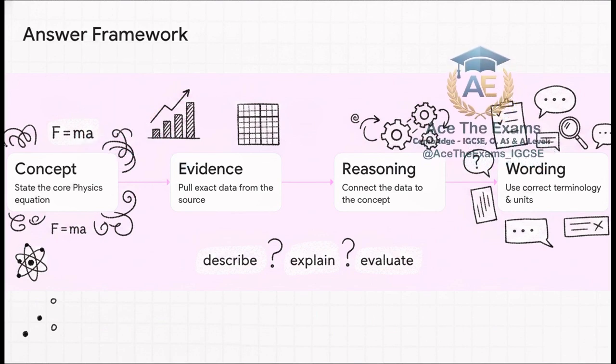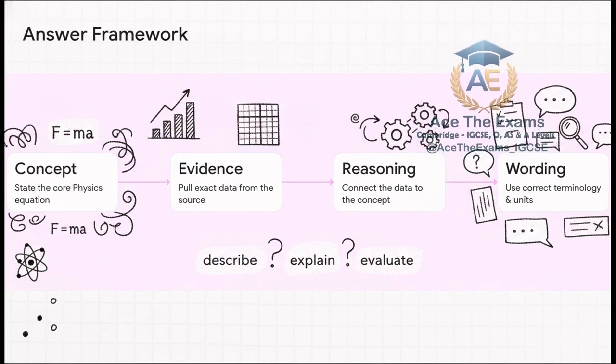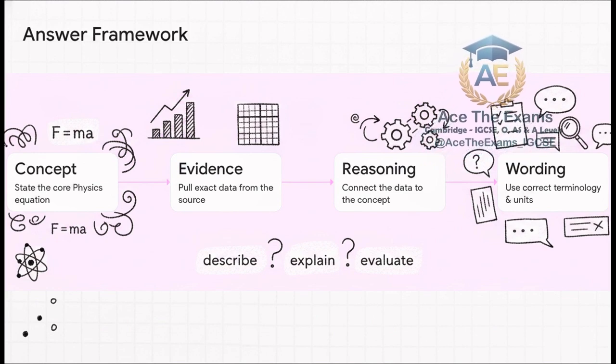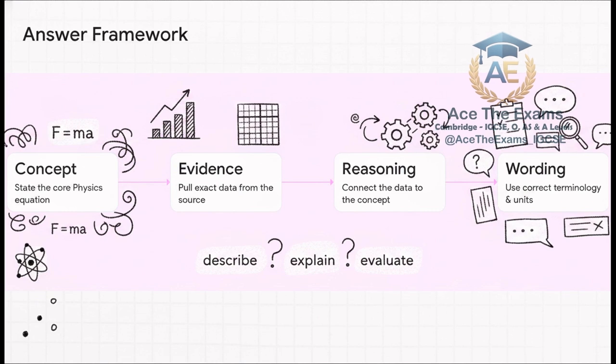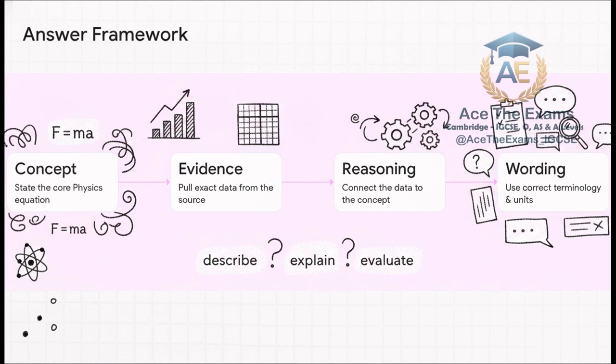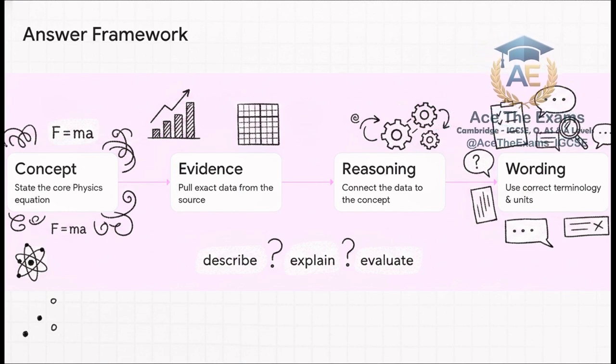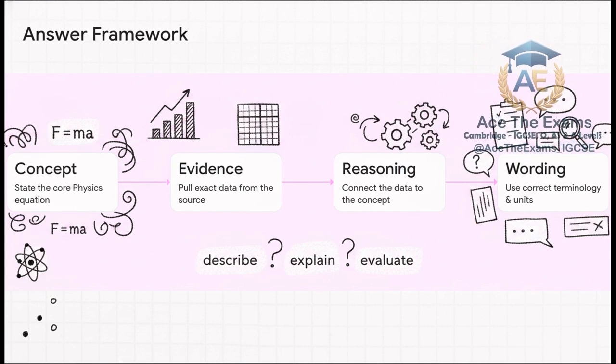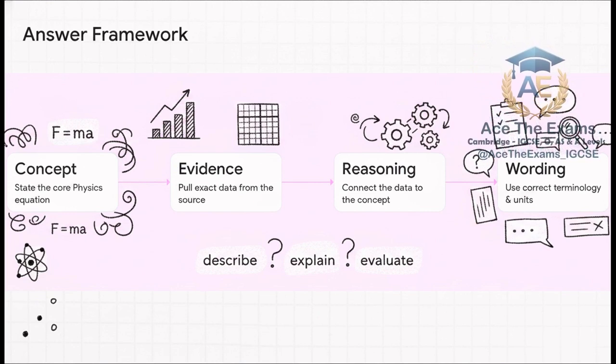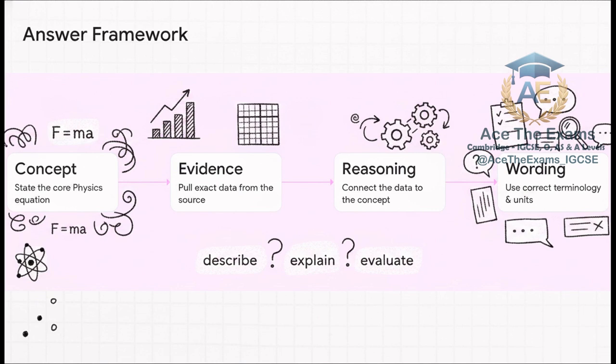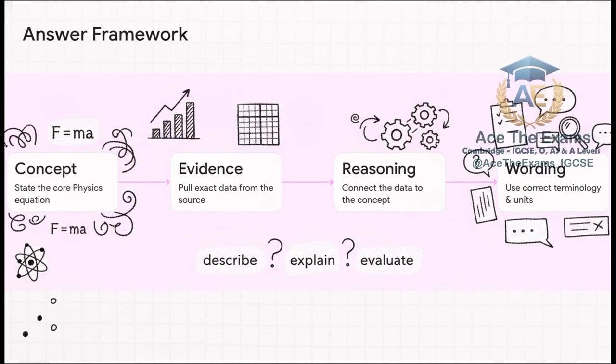Step 1. State the core physics concept or equation. Step 2. Pull the exact evidence or data from the provided table, graph, or source. Step 3. Apply scientific reasoning to logically connect that data to the concept. And finally, Step 4. Polish the whole thing with examiner wording, meaning correct terminology, units, and formatting.